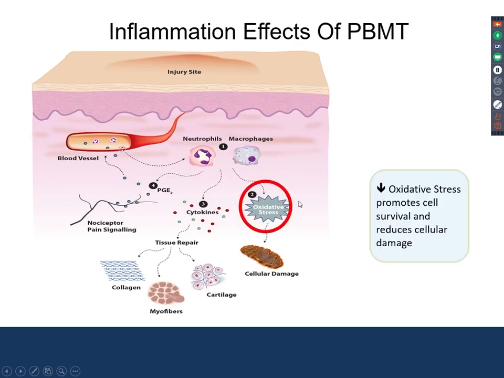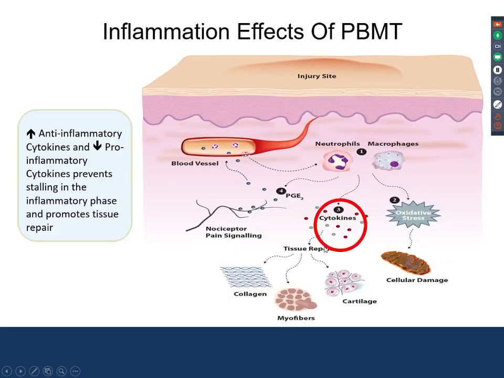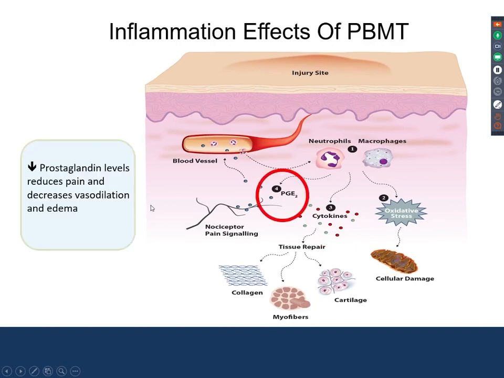The other thing that light therapy does is it decreases oxidative stress, and it promotes cell survival and reduces overall cellular damage. Further anti-inflammatory effects include the increased secretion by white blood cells of anti-inflammatory cytokines, and in turn the reduction of pro-inflammatory cytokines or mediators. By reducing and or increasing these cytokines, it has a profound effect of reducing the inflammatory process in these tissues that allows for increased repair of the tissue involved.